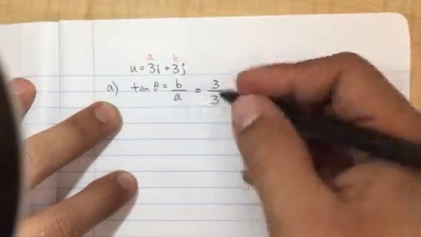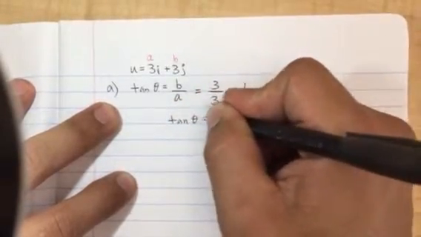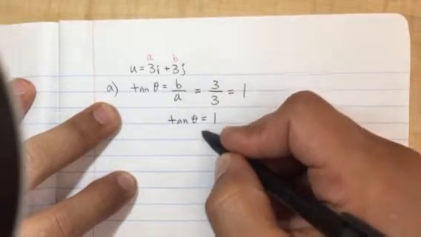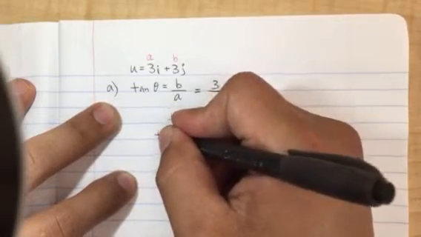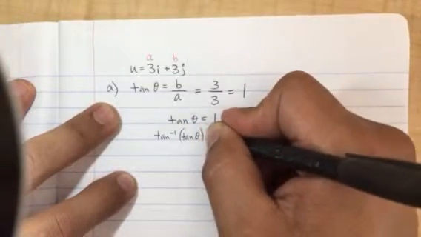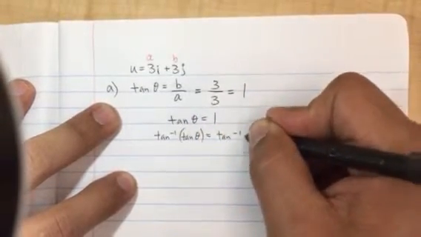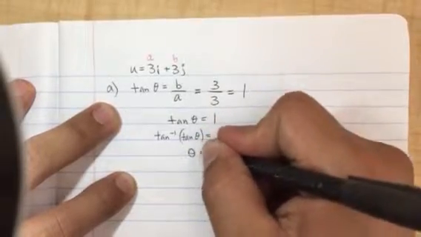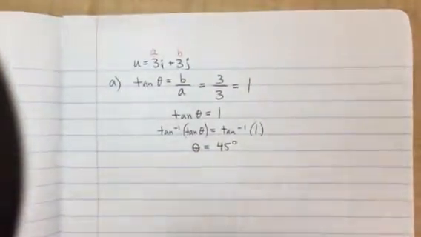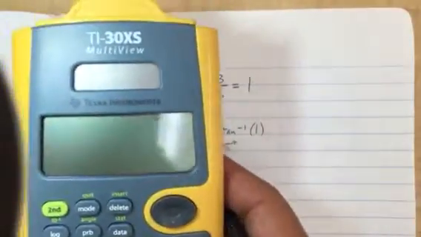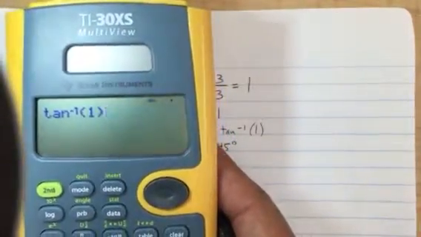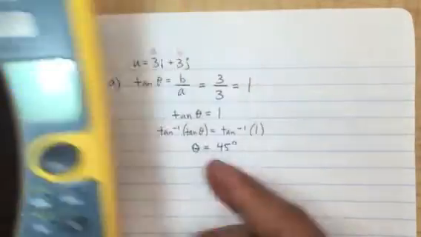Now I'm going to rewrite tangent of theta is equal to 1 then. So I just went ahead and simplified. Now tangent of theta equals 1. I'm going to take the inverse tangent of both sides. And inverse tangent of 1 is going to give me theta equals 45 degrees. So if you were to take the inverse tangent of 1 in your calculator, in degree mode, that gives me 45. So that's what I got here.